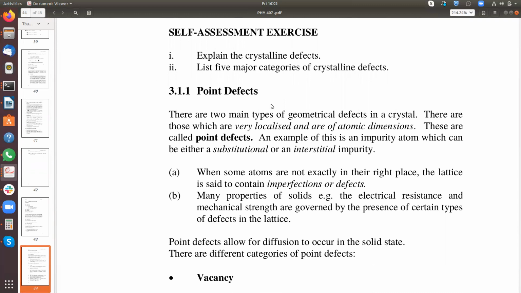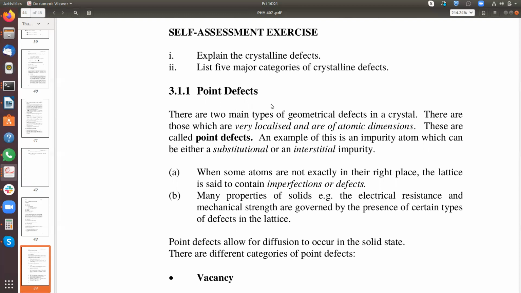There are 2 main types of geometrical defect in crystal. There are those which are very localized and are of atomic dimension. These are called point defects. An example of this is an impurity atom, which can be either a substitutional or an interstitial impurity. What we are trying to say is that in point defect, it's either you put an impurity into the system, like what I said the other time, that you put a red brick inside the wall of a fence. But in physics or in material science, for example, we have a silicon crystal that has 8 atoms.